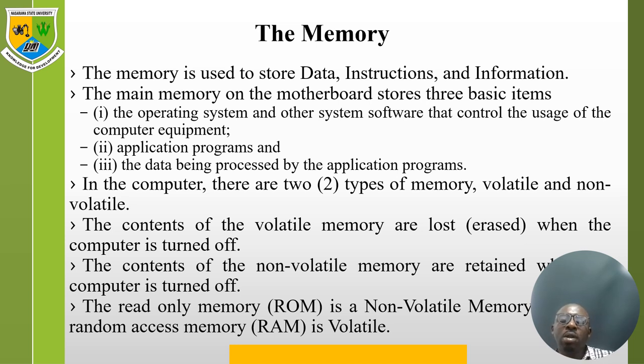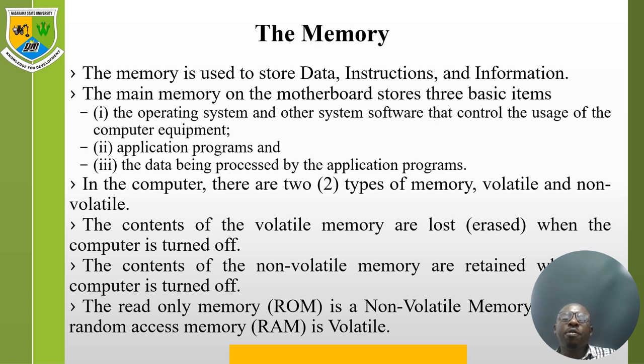The non-volatile memory includes things you saved in your hard disks, flash disks, floppy disks, and so on. All the different types of storage systems are non-volatile. An example of a non-volatile memory is the read-only memory, ROM. That's why your compact disks are sometimes called CD-ROM. It is because it is read-only memory. It is a non-volatile memory because you can't just use it like that.